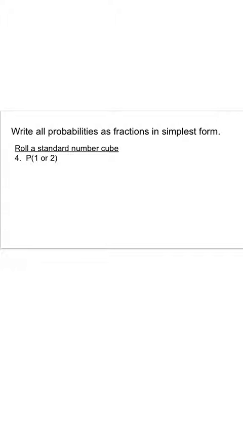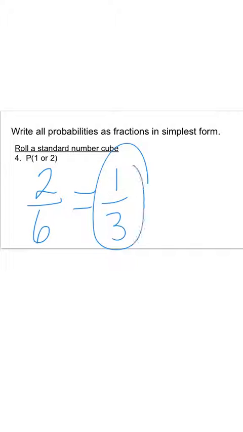Find the probability of rolling a 1 or a 2. Again, on a number cube, you have 6 possible choices. And if you have a 1 or a 2 that you're looking for, there are 2 possible ways to get it. 2/6 can be reduced to 1/3, so there is 1/3 probability of rolling a 1 or a 2.